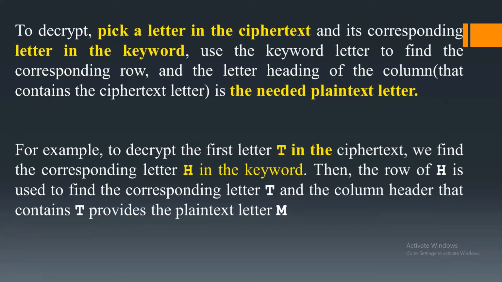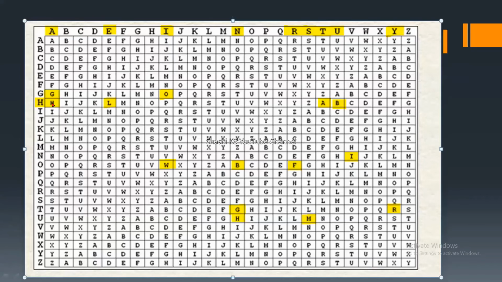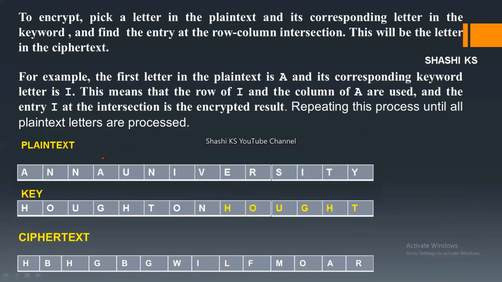So next, if you want to do the decryption, you pick the corresponding letter in the keyword and the letter in the ciphertext, use the keyword letter to find the corresponding row, and use the letter heading of the column, which gives you the needed plain text letter. Say for the key H and for the ciphertext H, the corresponding plain text in the column is A. So the plain text for the ciphertext H and the key H is A. This is how decryption is done.